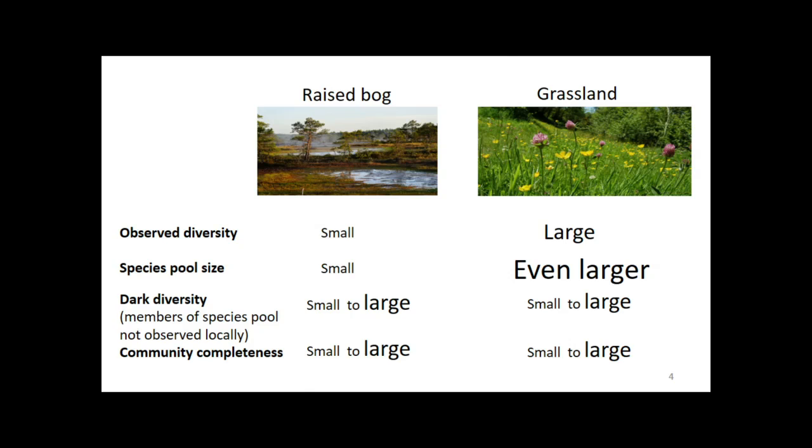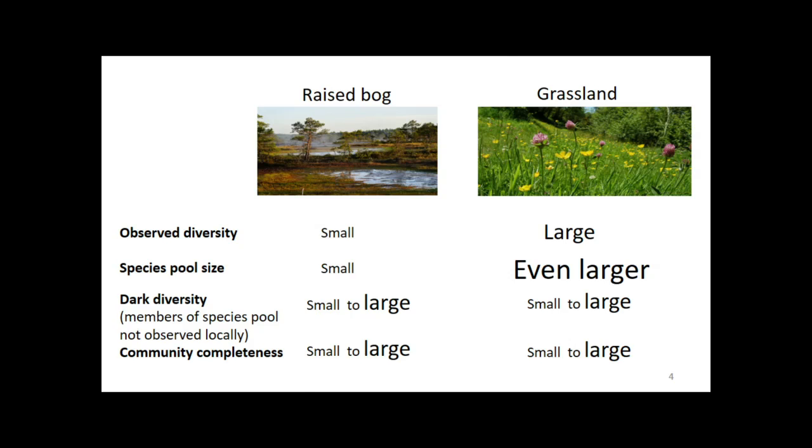But from there we can go on and we can ask, are all the species of the species pool of the raised bog present in this locality of the raised bog? And if they are not, then they belong to what we call the dark diversity. So it's the missing members of the species pool that could grow in the location, but we are not observing them at the moment for whatever reasons.